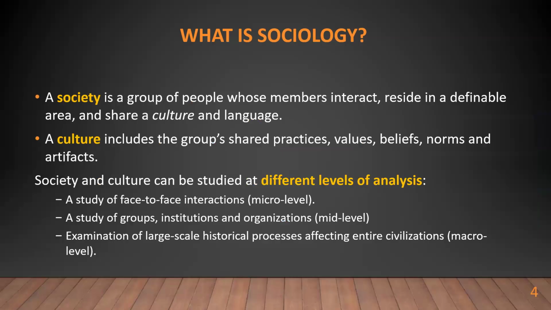But then we need to give an understanding of what the major points of study of sociology are. First of them is, of course, society itself. Now, we can broadly define society as a group of people whose members interact with each other. They reside in a definable area, and they share a culture and a language. Now, culture is another word that begs definition. So culture includes the group's shared practices, values, beliefs, norms, and artifacts. And some may say that it also includes the group's history. But how long that history is, of course, depends on the culture we're studying.